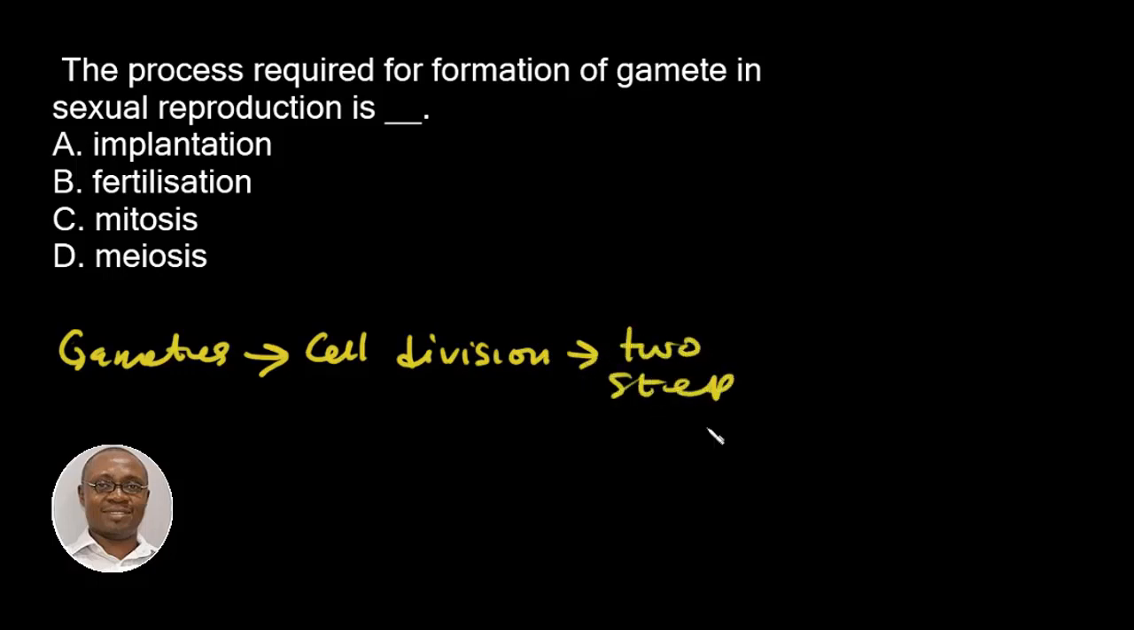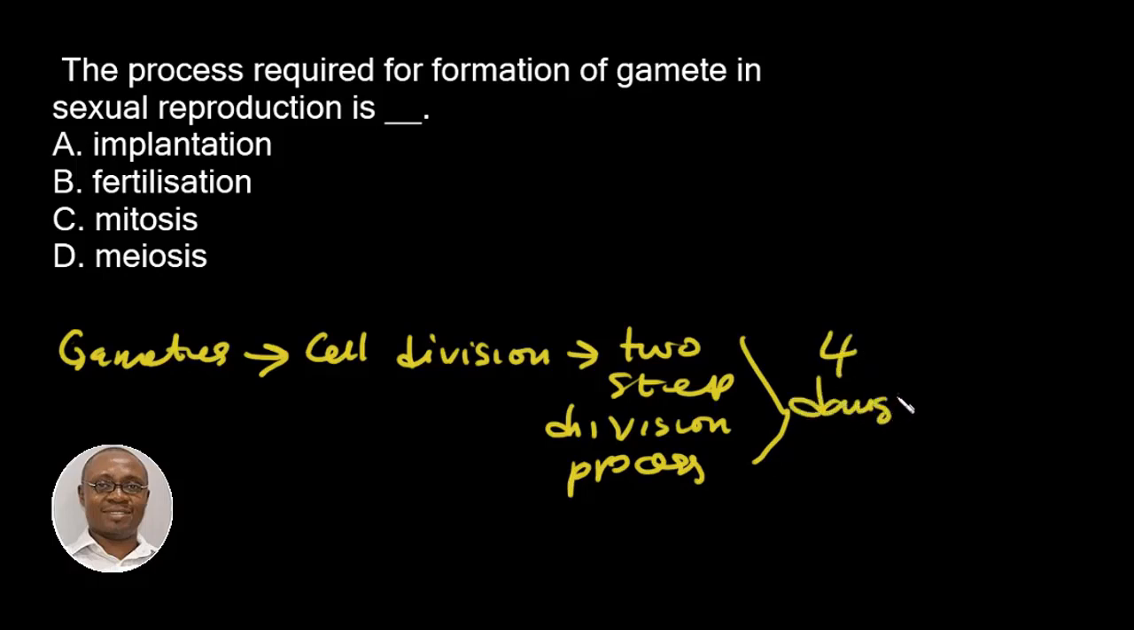Gametes are formed by a type of cell division whereby the two-step division process produces 4 daughter cells called haploid.